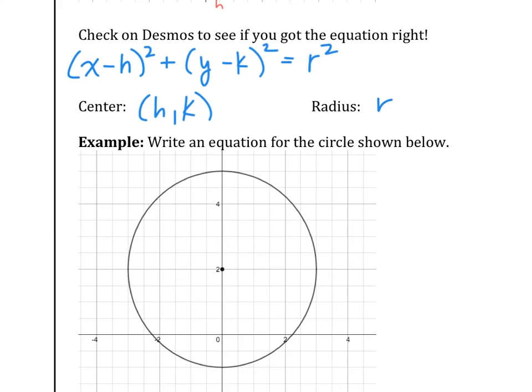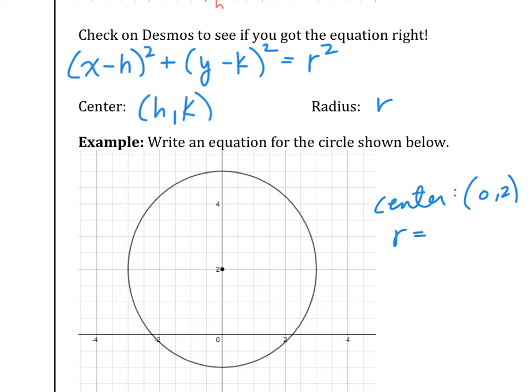All right, so let's go ahead and apply. Write an equation for this circle. For a circle, you need two things: center and radius. So where is the center? 0, 2. And then how long is the radius? We don't know yet. We gotta find it out.